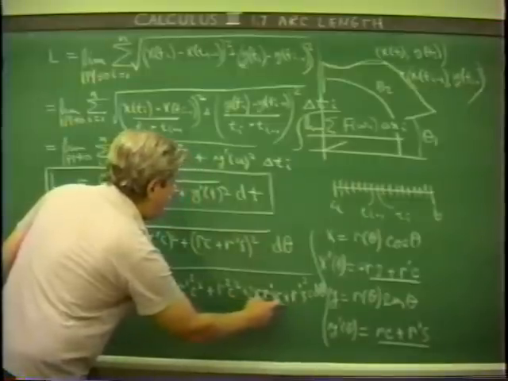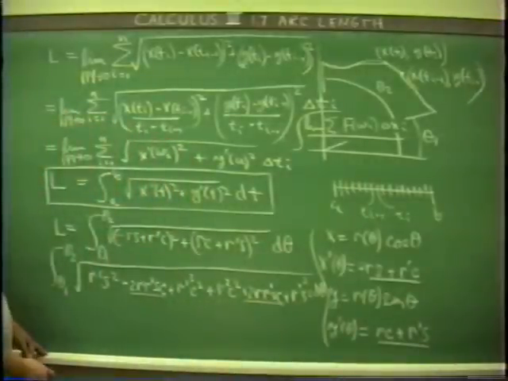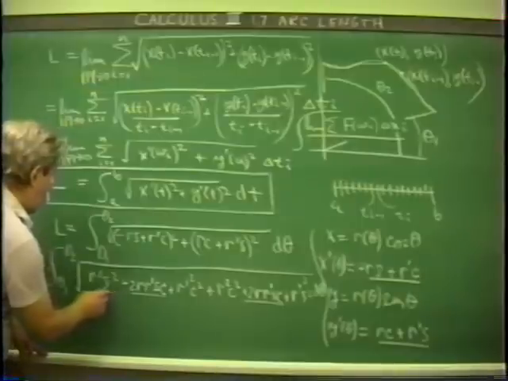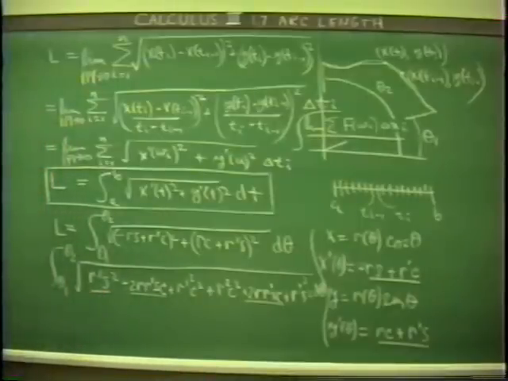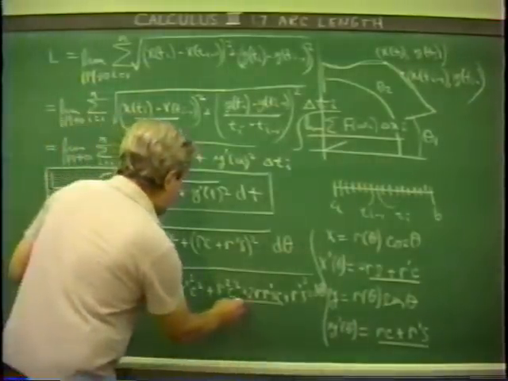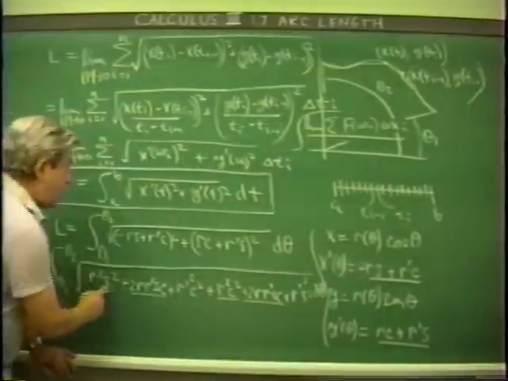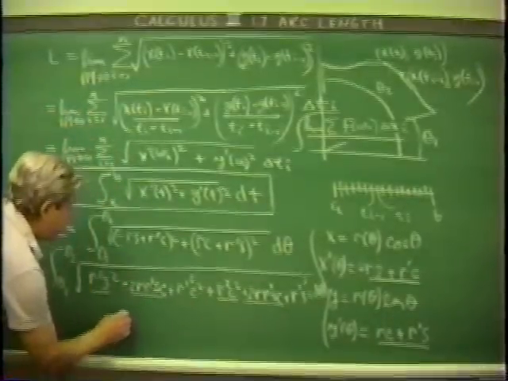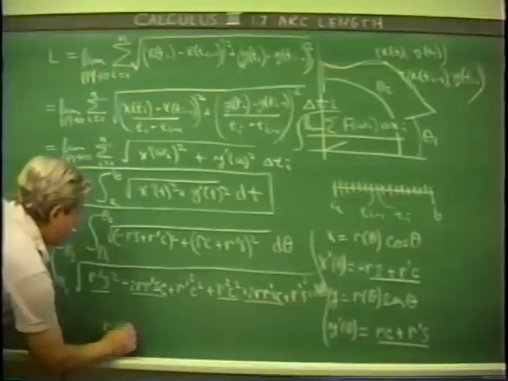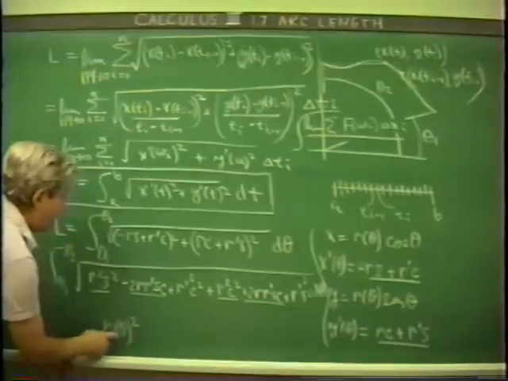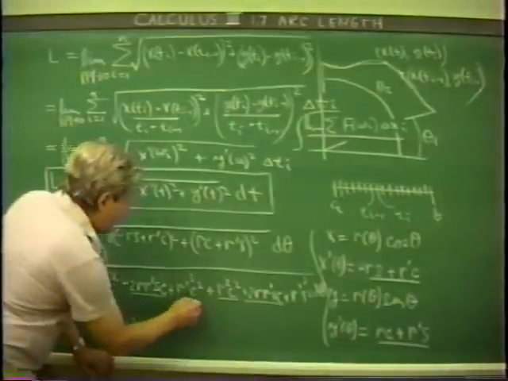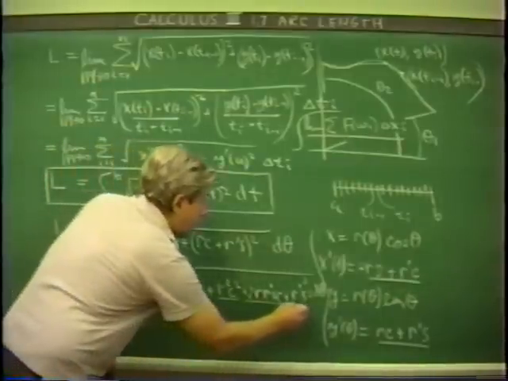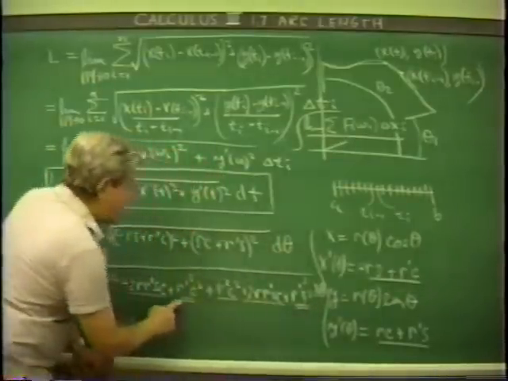Right. Now, here we've got minus 2r r prime sc, and here we've got plus 2r r prime sc. Right, so those will cancel out. And now what have we got here? We've got r squared sine squared, and here we've got r squared cosine squared. Since sine squared plus cosine squared is equal to 1, we get r squared. Bringing the theta back into the picture, this is r of theta squared.